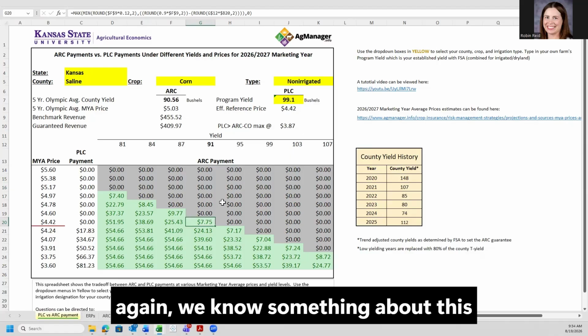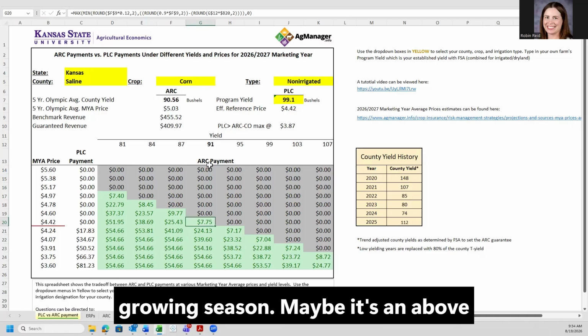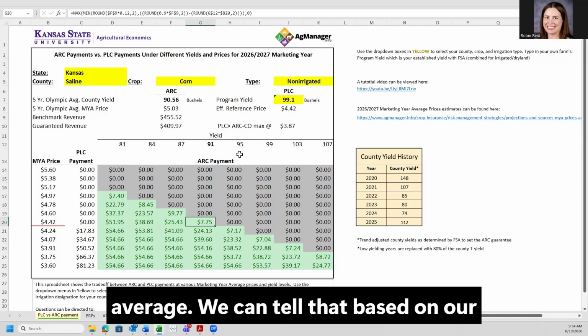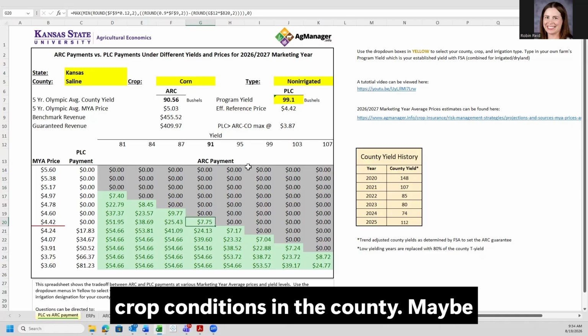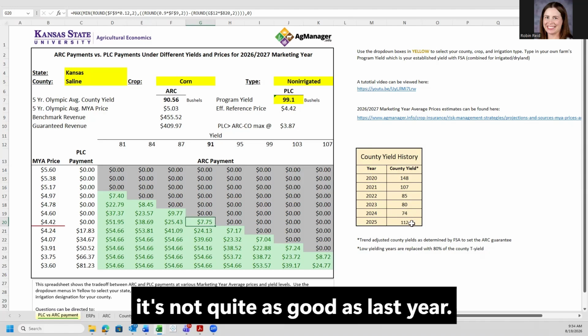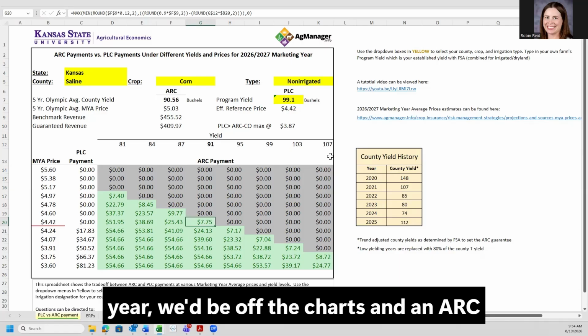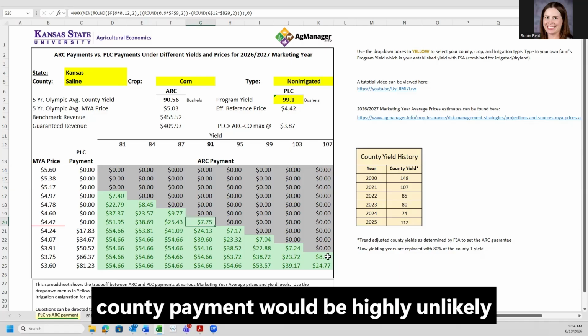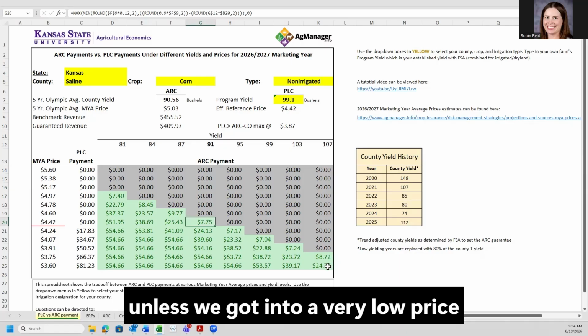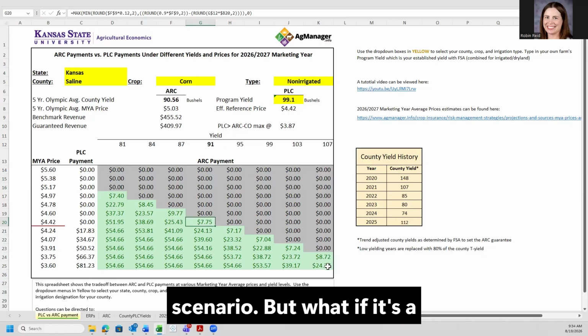Now, again, we know something about this growing season. Maybe it's an above average one. We can tell that based on our crop conditions in the county. Maybe it's not quite as good as last year. If we had as good a corn crop as we had last year, we'd be off the charts, and an ARC County payment would be highly unlikely unless we got into a very low price scenario.